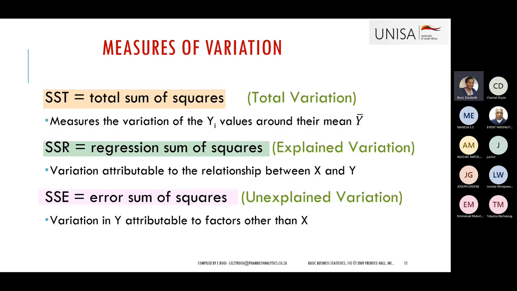So your SST is a measure of variation of your Y values around the mean, and your SSR is your variation attributable to the relationship between your X and your Y, which is why it is the explained variation. Your SSE, which is your error sum of squares, is your variation of your Y attributed to factors other than your X. And hence, these are called unexplained variation.